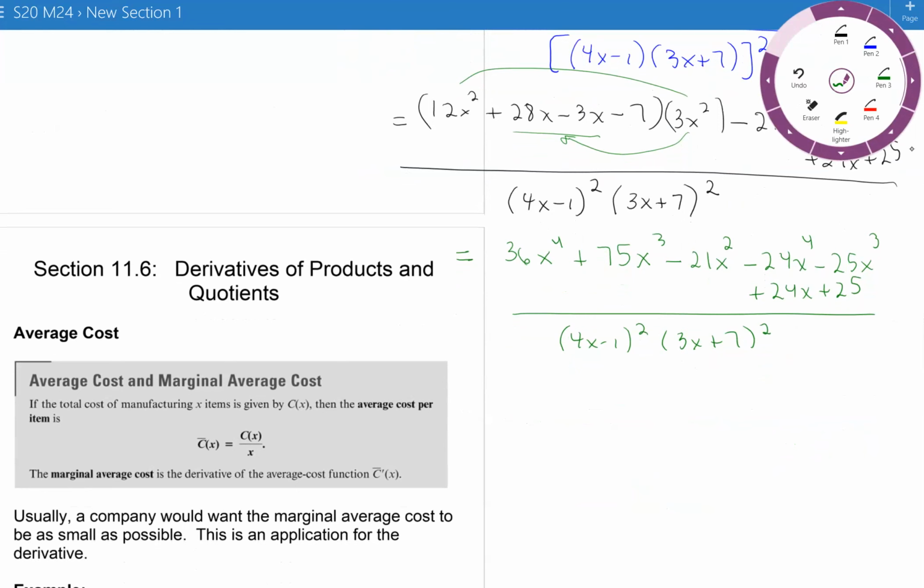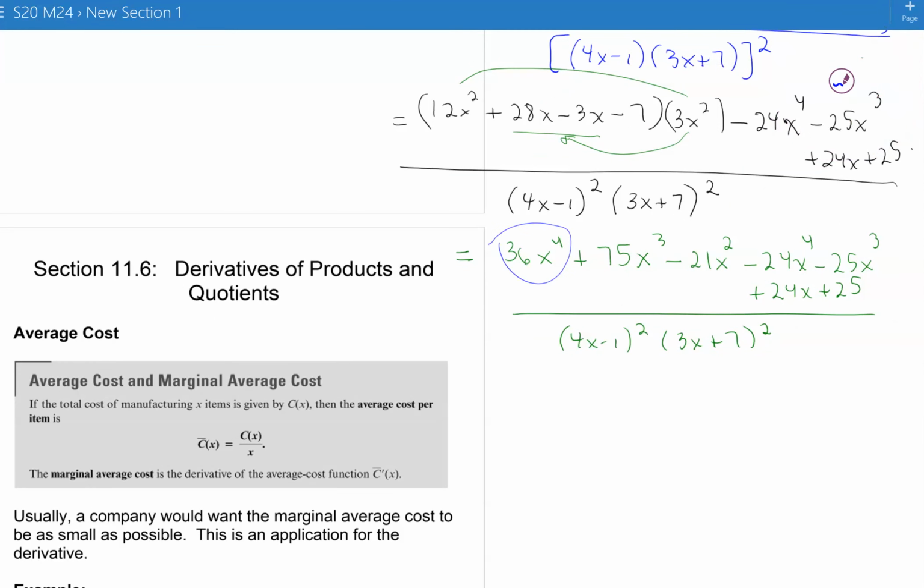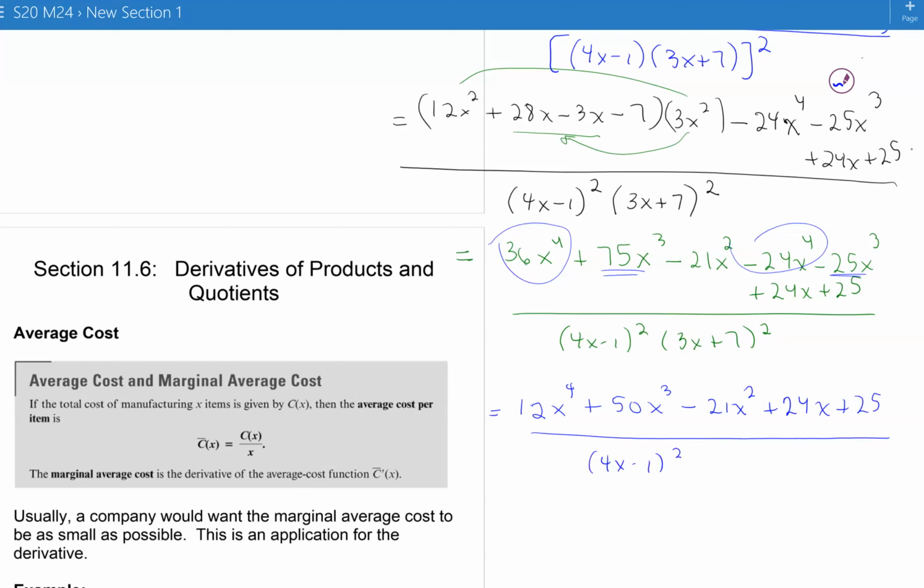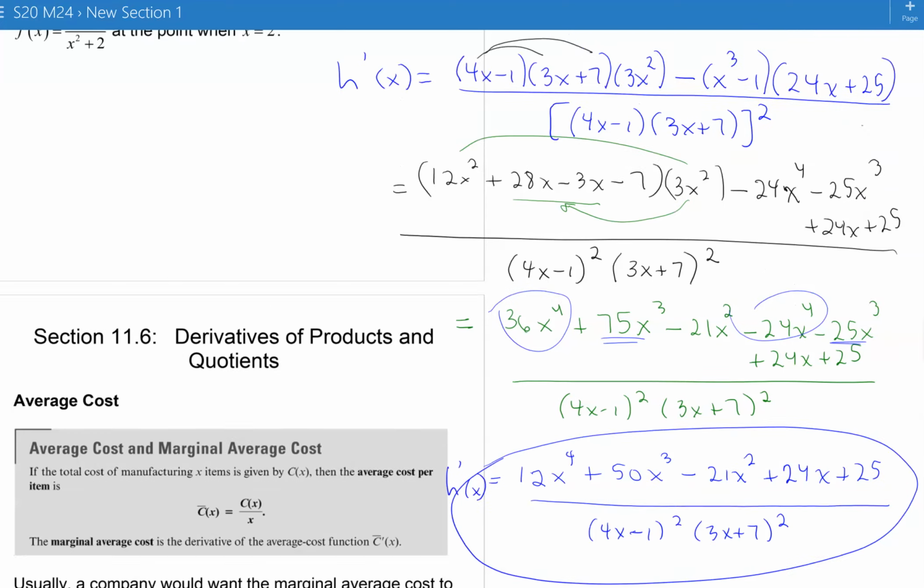And we're almost there. Let's combine our like terms. Looks like I have 36x to the fourth minus 24x to the fourth, leaving me with 12x to the fourth. Then I have 75x cubed minus 25x cubed, so plus 50x cubed. Then minus 21x squared plus 24x plus 25, all over my denominator. And you would not be expected to try and factor a degree 4 polynomial. So this is your h prime of x.